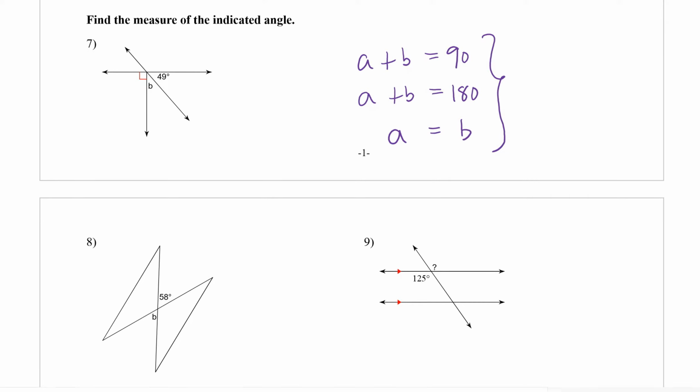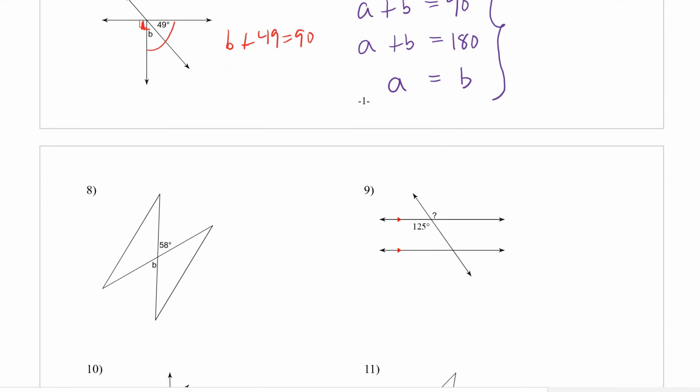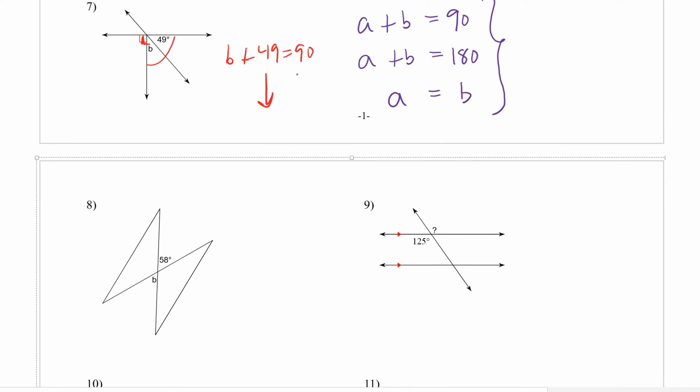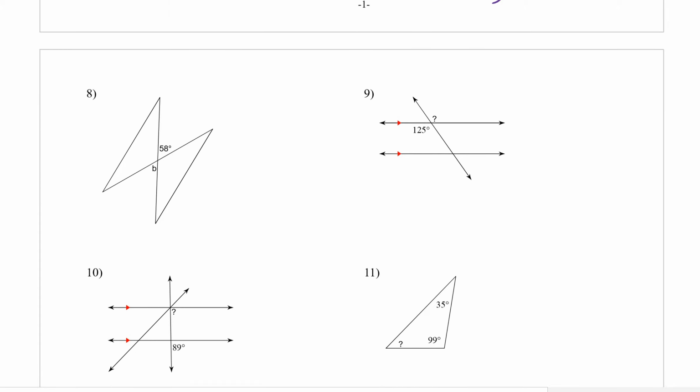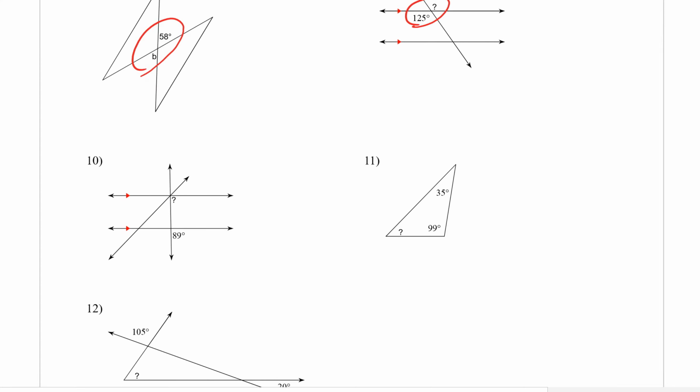So this little 90-degree angle here tells you that these two angles are also equal to 90. So you would say B plus 49 equals 90. And then go ahead and solve that. Okay. Then in these next ones, vertical angles, what do you know about those?